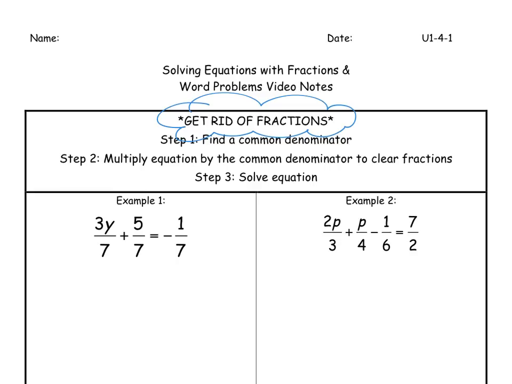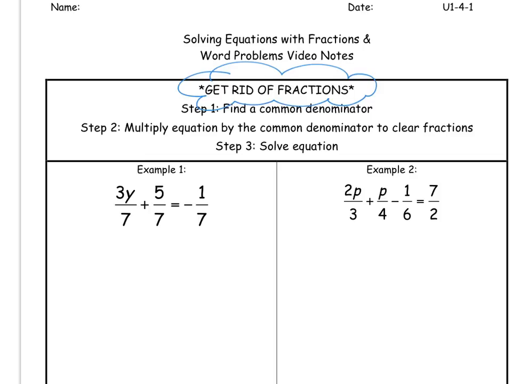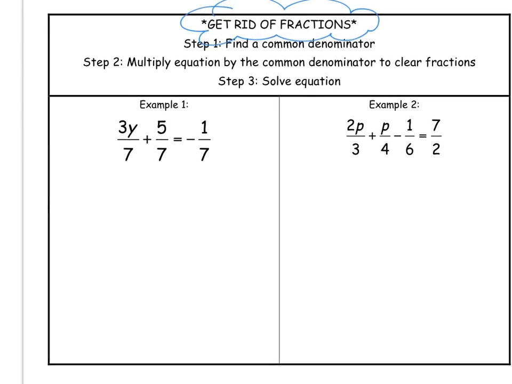So we're going to take a look at 3y divided by 7 plus 5 sevenths equals negative 1 seventh. We want to look at the denominator, and lucky for us, we can find the least common denominator, or the LCM. The least common denominator in this case is 7. So we are going to multiply this entire equation by 7, which means we are going to distribute out the 7 to every single term inside the parentheses.